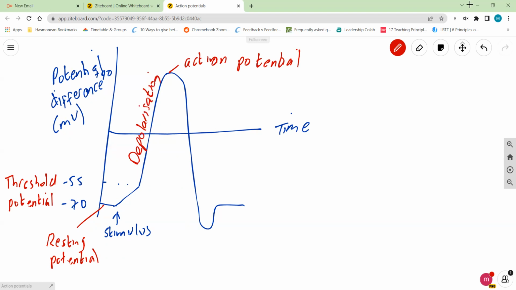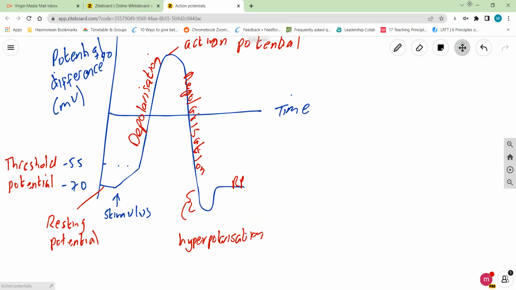And then going from plus 40 back down is called repolarization. So you are repolarizing. You reach a point where it's below minus 70, which is called hyperpolarization. And then you go back up to the resting potential again over here. So we'll just label that as the resting potential.